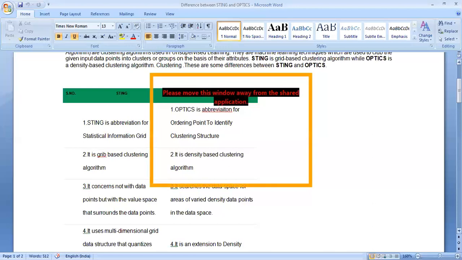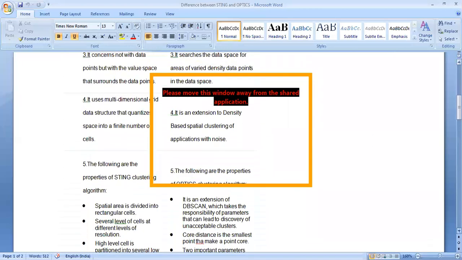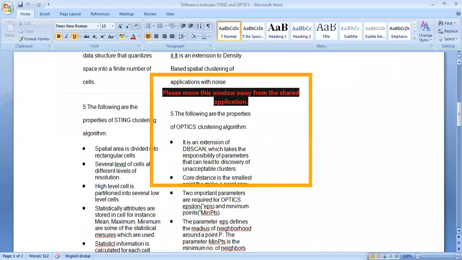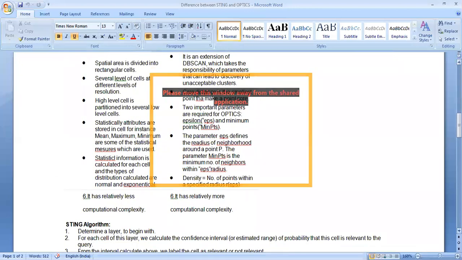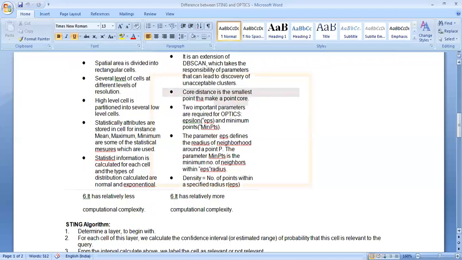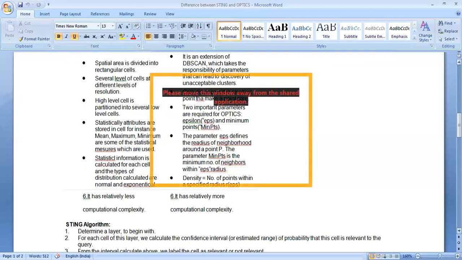It means that every grid plotted in the STING algorithm stores some crucial parameter values. These values are the maximum of the data points, the minimum of the data points, the mean of the data points, and besides that, the standard deviation and the average, stored in every grid.